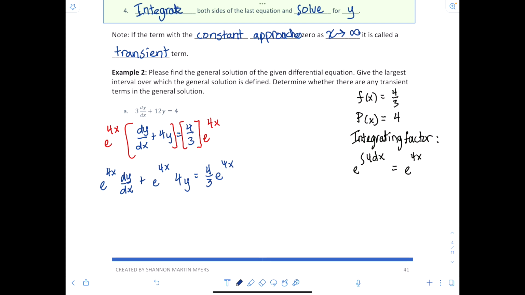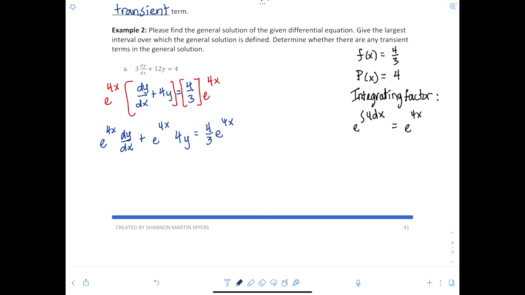Cool, cool? Now, the way that we formatted this is that the derivative with respect to x of e to the 4x times y is equal to the left-hand side above, and then that in turn is going to be equal to 4/3 e to the 4x. Groovy? And so think about it, right?